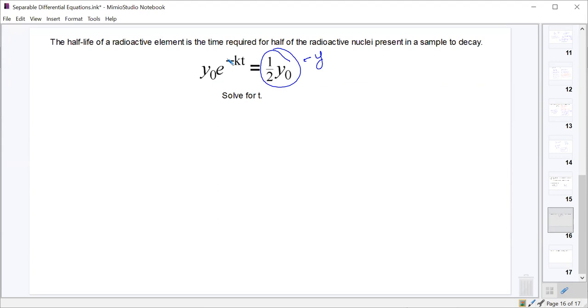Okay, so I'm replacing the y with a half of y naught because we're looking for the half-life. The half-life of a radioactive element is the amount of time it takes for half of what you have to disappear. So I'm going to start at the initial amount and end at half of the initial amount. That's the definition of half-life: how long it takes half of the stuff to decay. So that's what we've got here: the final amount is half of what we started with, and it's decay because we put a negative sign up there.